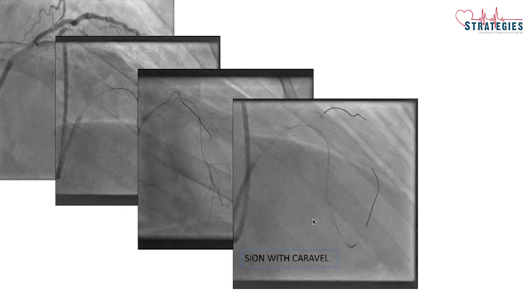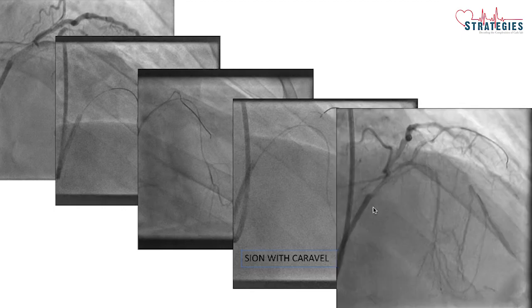So anyway, with the Cyan and Caravel catheter, I crossed the septal collateral and reached the LAD, and then I advanced the Caravel catheter into the LAD, and we took an injection to confirm the position of the Caravel catheter. So now we can see Caravel is through the septal collateral and then in the distal LAD after the CTO.